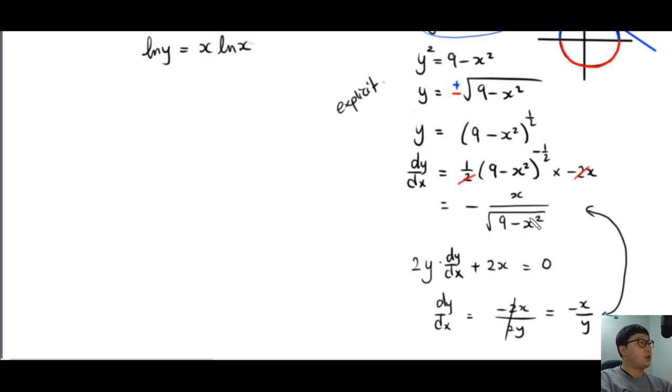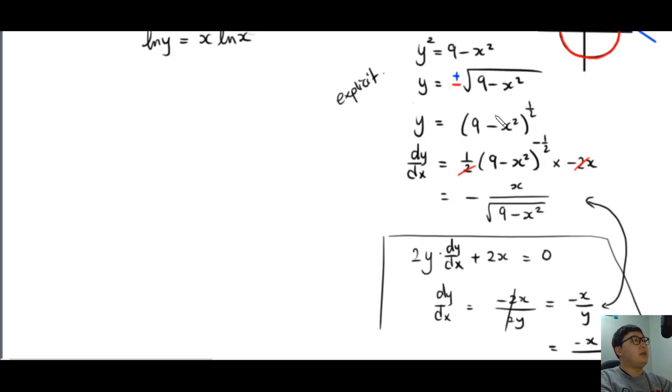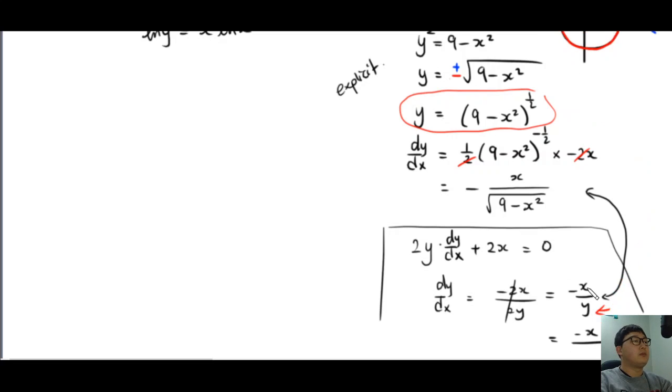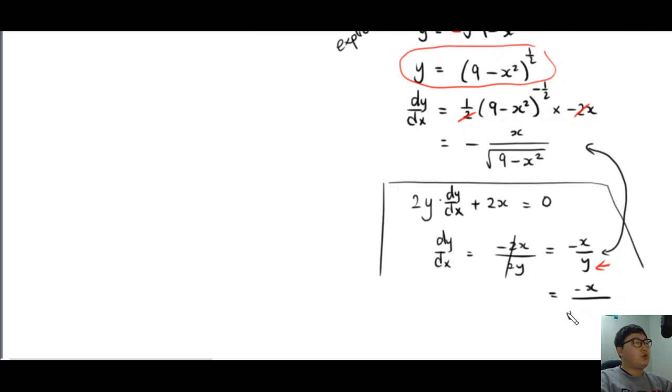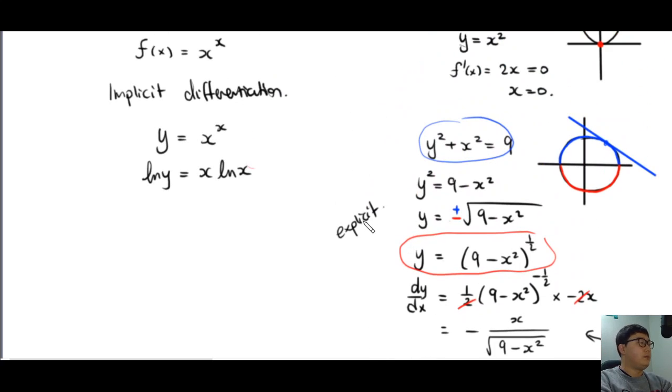It's in terms of x only. Here, it only took 2 lines to do it. But is this really correct? Let's double check. If we plug back the y value, y is given by this one, isn't it? So substitute that over here. Then you get square root of 9 minus x squared, which is exactly the same thing as this expression over here, right? So this is how easy implicit differentiation is, okay?